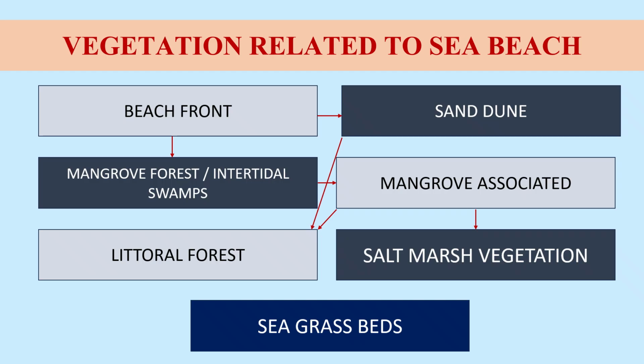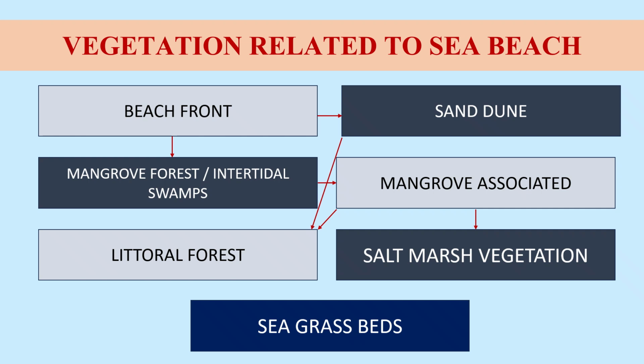Next is the littoral forest. These littoral forests come behind the mangrove forest, or maybe behind the sand dunes. These forests you will find with many tree species, and when you compare with beachfront and sand dune flora, those plants mostly are creepers. You will find herbs, you will find shrubs that form like a mat, especially in the beachfront. You will find mats or creepers growing to bind the sand.